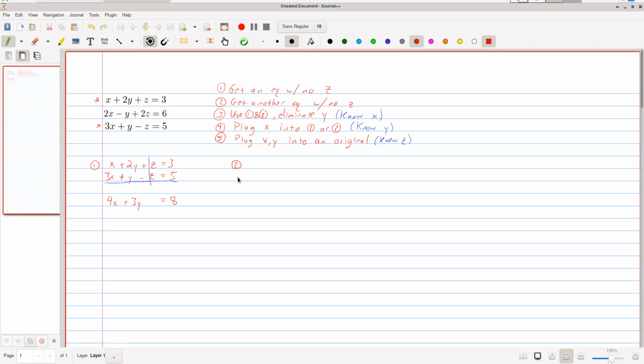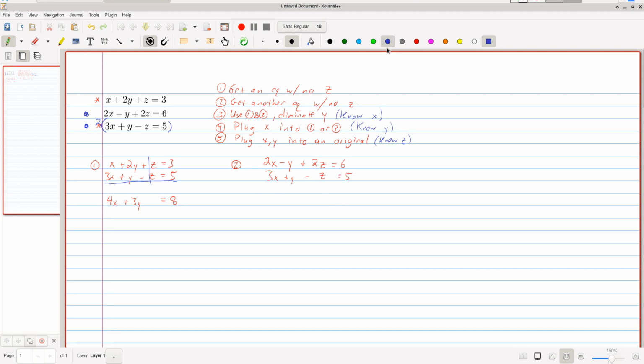Next up, we've got to repeat that process and get another equation with no z. So what I'll do here is maybe add equation 2 and equation 3 together, because I see one has a positive and one has a negative. But in order to do this, we're going to have to multiply the second equation by 2, so that the positive 2z and the negative 2z will cancel. Let's see this in action. I'm going to copy the two equations first. 2x - y + 2z = 6. The second equation is 3x + y - z = 5.